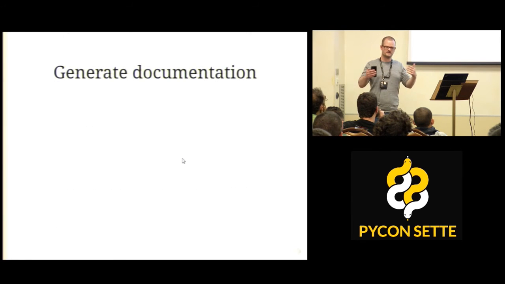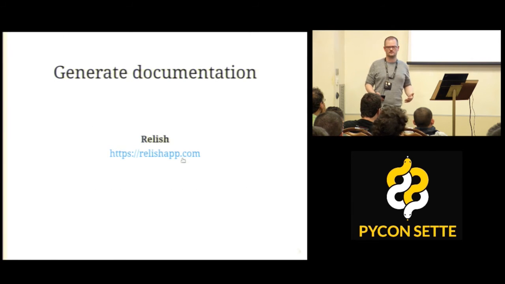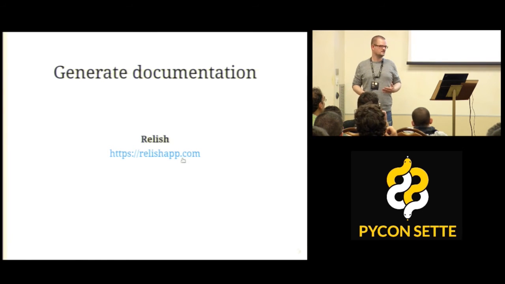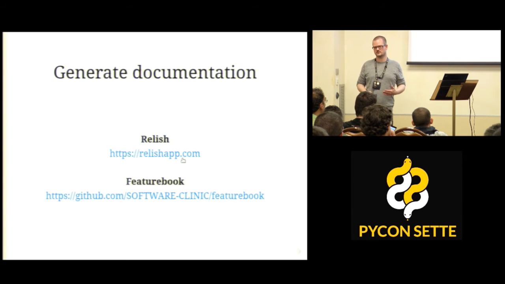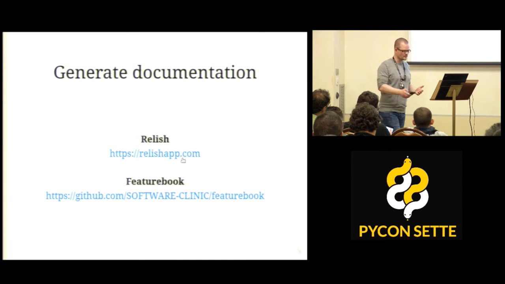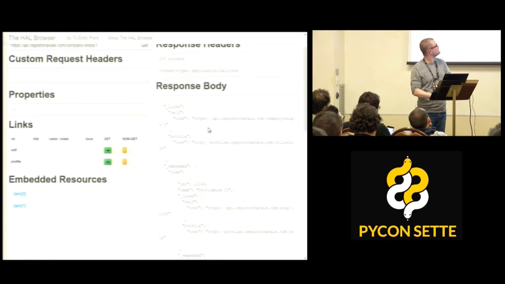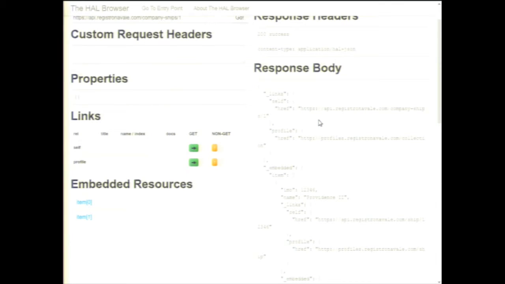And now the interesting thing is, if you have this, you can generate documentation. One online tool that you can use for this is Relish. There's also an open source application that generates nice HTML from these feature files. It's called FeatureBook. If you look at how this looks, then you get something like this.